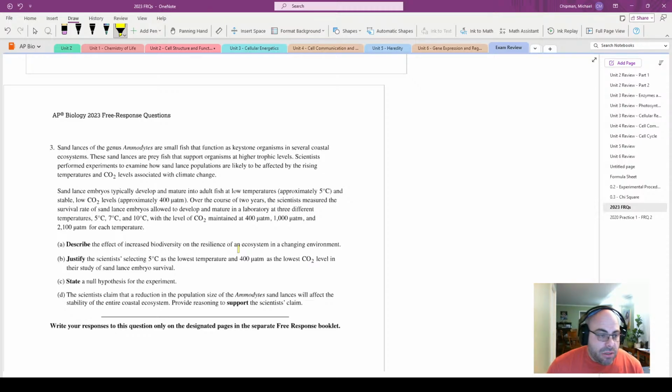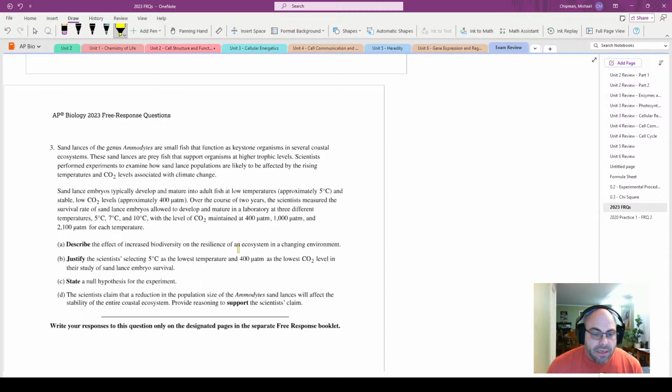Now, if I was asked to tell why that is, then I might go into more, but I'm just describing the effect. It's going to increase. Justify your response, then I won't, but it's not asking me to do that. So I did part A without even knowing anything about sand lances.